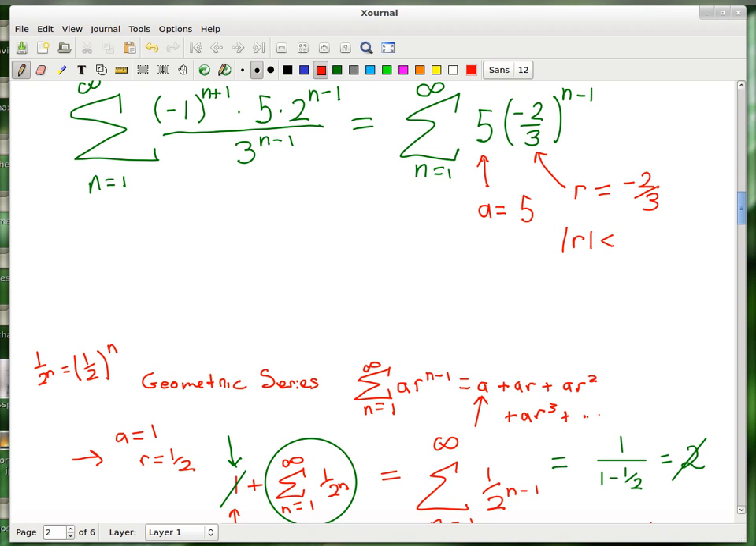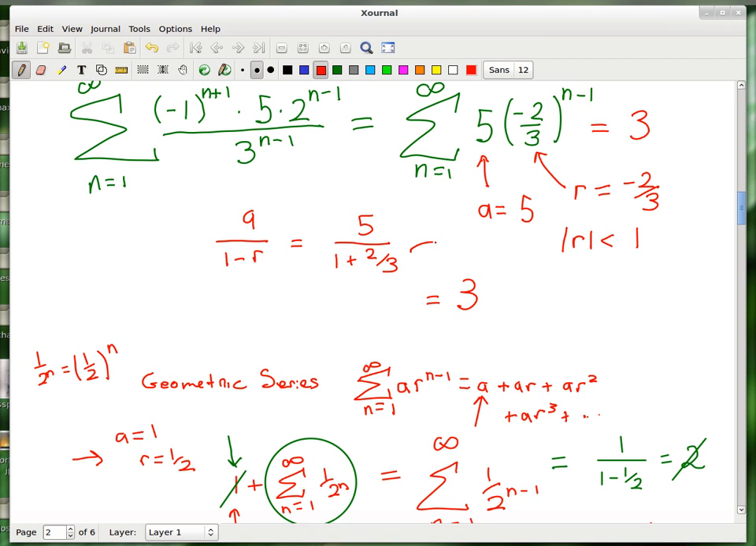Here, the absolute value of r is less than 1. So what that means is that I can use the formula. And remember that the formula is a over 1 minus r. So in this case, this gives us 5 over 1 plus 2/3. So what does all that come out to be? On the bottom I've got 5/3. So it's just 3. So this whole thing adds up to 3.